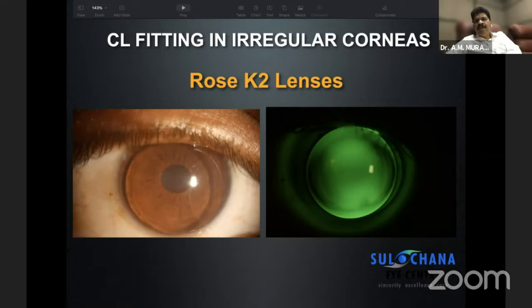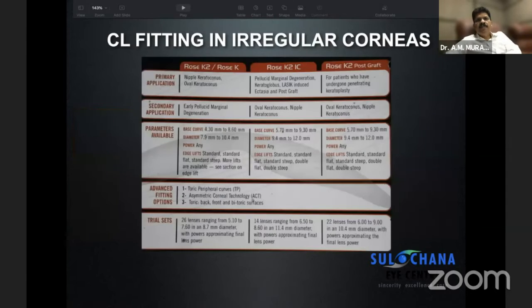Paul Rose is an optometrist from New Zealand who actually tried out lenses through trial and error, different permutations and combinations, different lenses on these patients, and decided that the back surface of the contact lens needs to have different curvatures as opposed to the traditional RGP lenses. So these are the specialized Rose-K lenses, of which the Rose-K2 is the more recent option. A little bit about these lenses would be worthwhile.